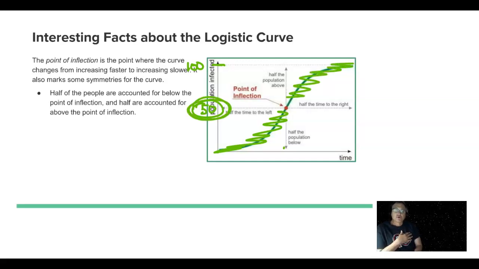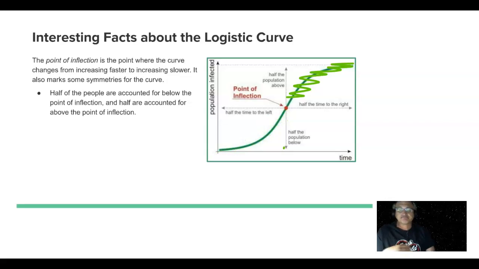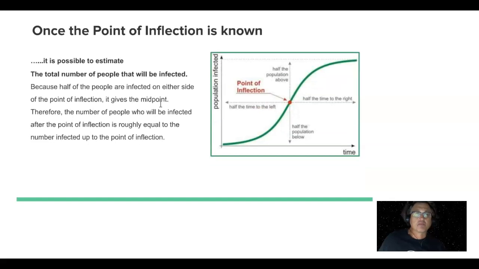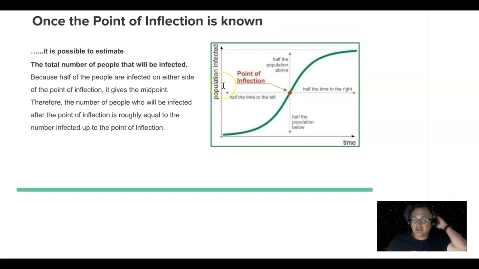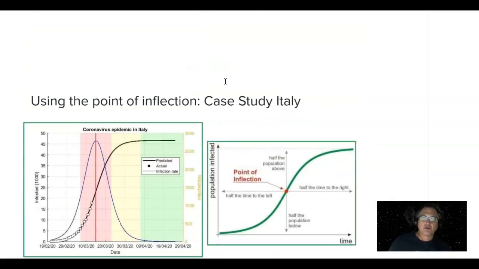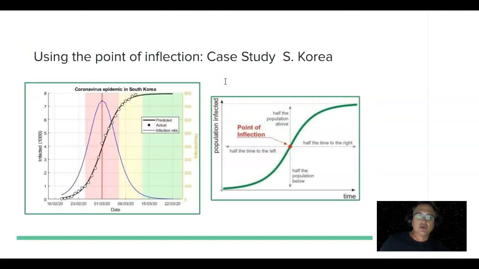So whatever this point is, or whatever this value is, if you double it, that'll give you a rough estimate of how many folks could potentially become infected. All right, and that's what we just talked about here. All right, so I'm going to show you that this is actually true, because we got two case studies. One is in Korea, from South Korea, and the other one is from Italy. And this is the actual data from those two countries.